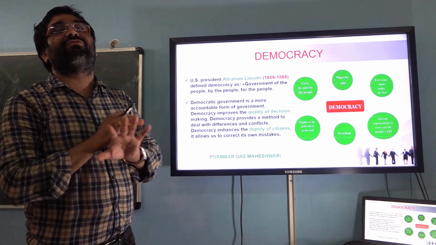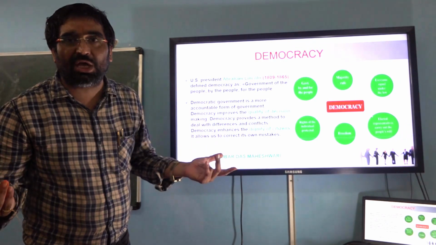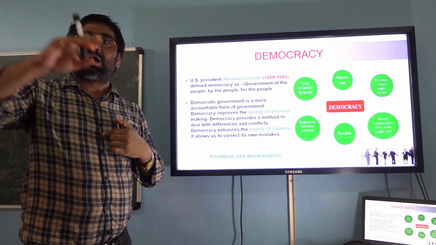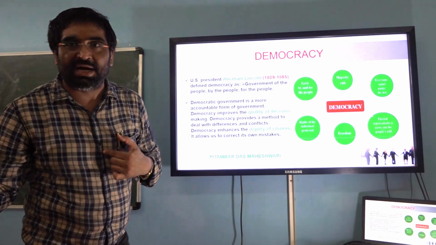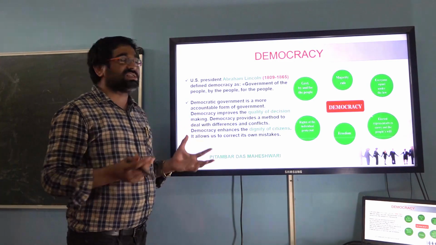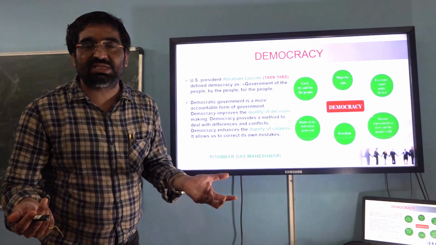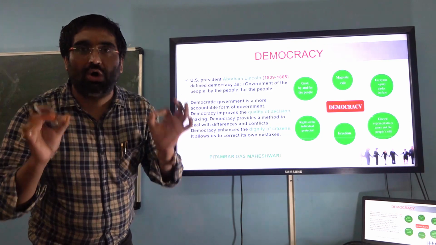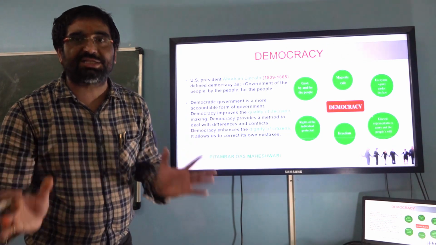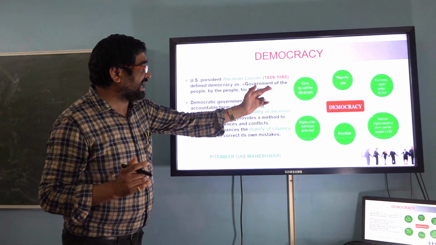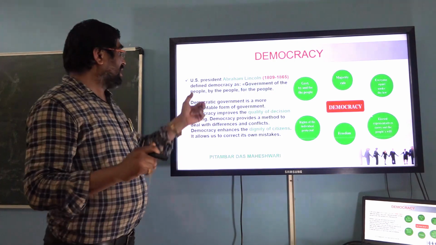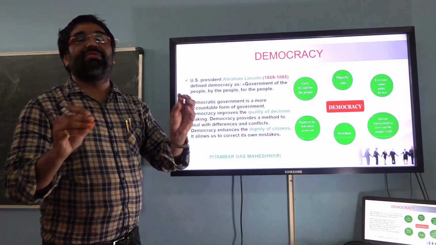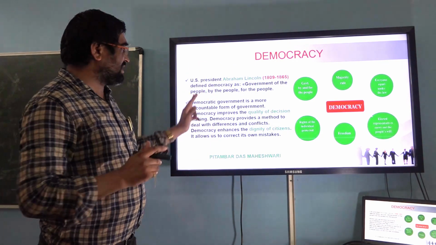It means what? Everywhere, who will run the government? People. You may run, I may run, or any other brother or sister may run. So if the question is who is the government, it means the people of India are the government of our country. Because we can see here, government of the people, by the people and for the people. It means everywhere are the people. And we will see this slide.